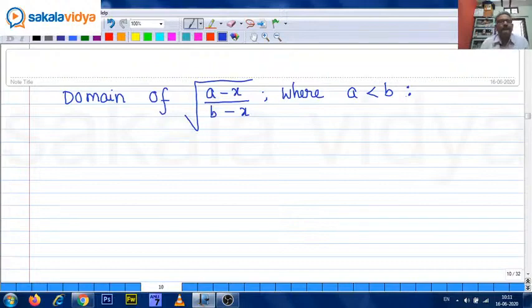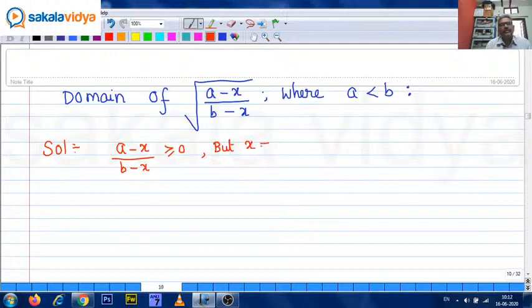Okay, let us proceed. Solution for a domain, as it is in the form of root g of x, g of x must be greater than or equal to 0. (a minus x) upon (b minus x) greater than or equal to 0, but b minus x does not equal 0. That means x does not equal b. B is not included. That means multiply both numerator and denominator with b minus x: (a minus x) multiplied with (b minus x) greater than or equal to 0.